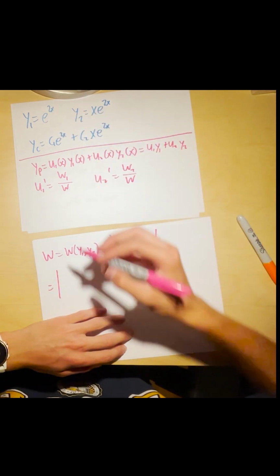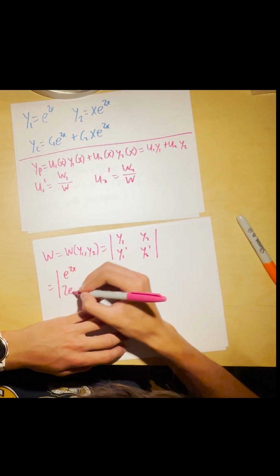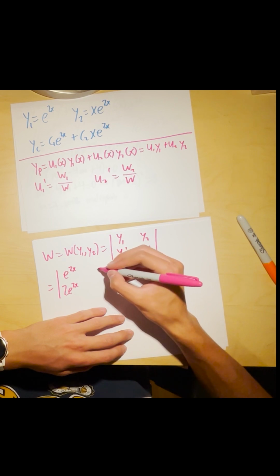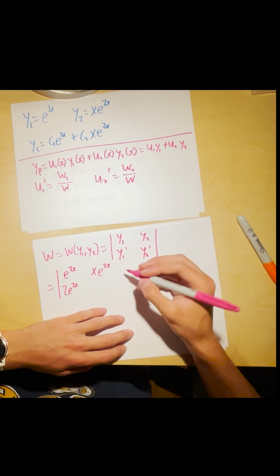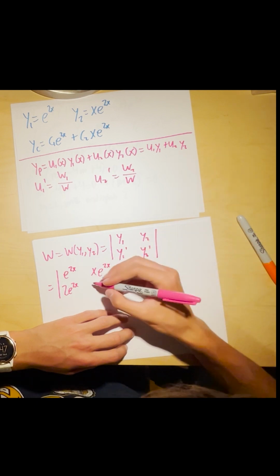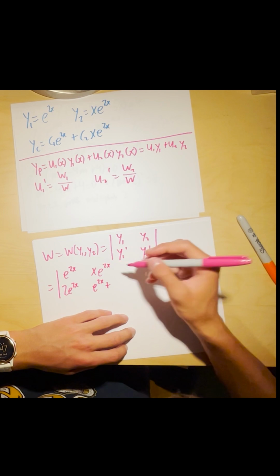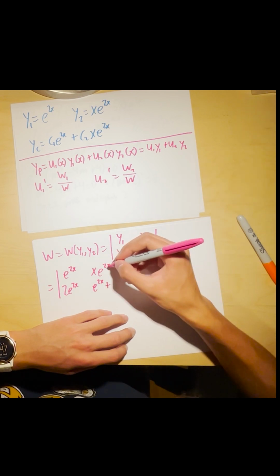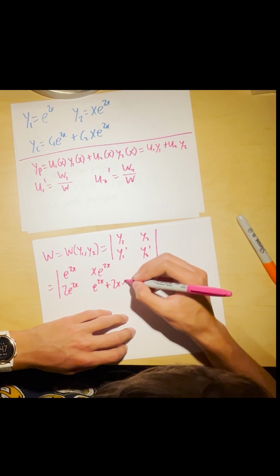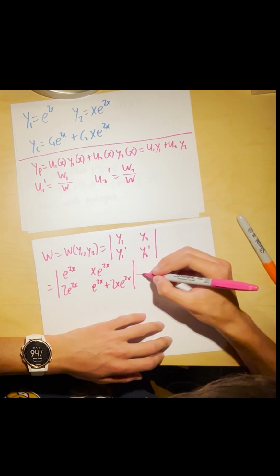and in this case, we have our y1 and y2 here, e to the 2x, so the derivative of that's just 2e to the 2x, and then x e to the 2x. Derivative of this, we're going to use the product rule, derivative of the first times the second. So e to the 2x plus first times the derivative of the second, which would be 2e to the 2x times x, so 2x e to the 2x. And so now we just evaluate the determinant.